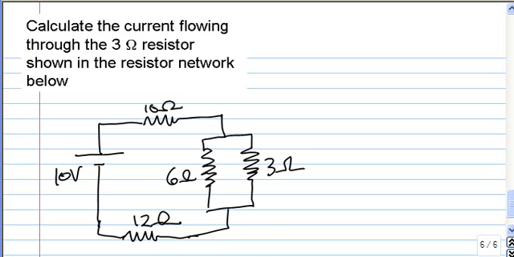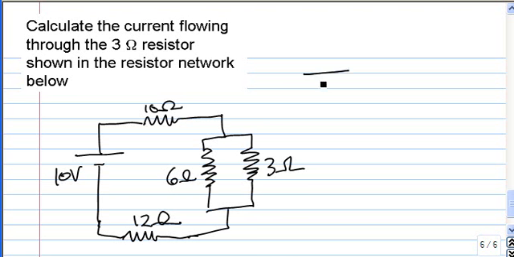Okay, in this problem, we're asked to calculate the current flowing through the 3 ohm resistor shown in the network below. We have several resistors here, and we see if we can combine them in series and in parallel. And one of the first things that we notice is we can combine the 6 ohm and 3 ohm in parallel. So let's go ahead and do that.